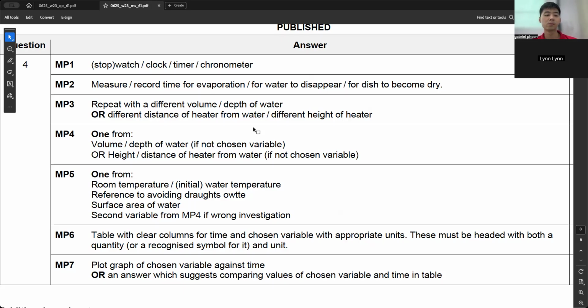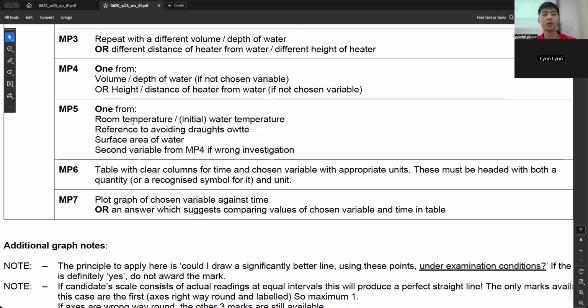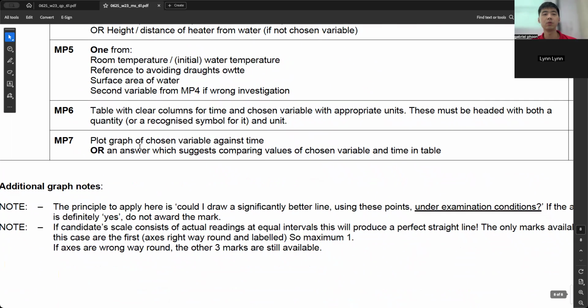So I just put the distance of the... Yeah. Measure, record, repeat. Volume, depth, height, room temperature, surface area. Oh, they actually allow surface area, but I wouldn't. I'll use same volume. Table with clear readings. Oh yeah, this one I missed out something. Slash seconds. You need your units for this one.